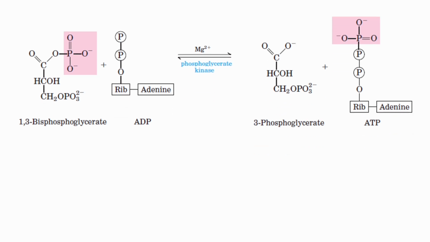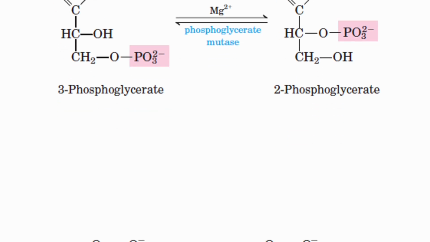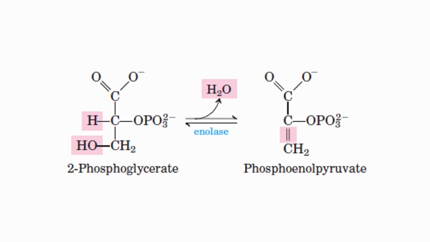In step 8, phosphoglycerate mutase relocates the phosphate from 3-phosphoglycerate to the second carbon to form 2-phosphoglycerate. This is just a simple rearrangement of position of the phosphate group using a mutase enzyme. Step 9, the enzyme enolase removes a molecule of water from 2-phosphoglycerate to form phosphoenolpyruvic acid, also known as PEP. The enolase works by removing a water group, or dehydrating, the 2-phosphoglycerate.